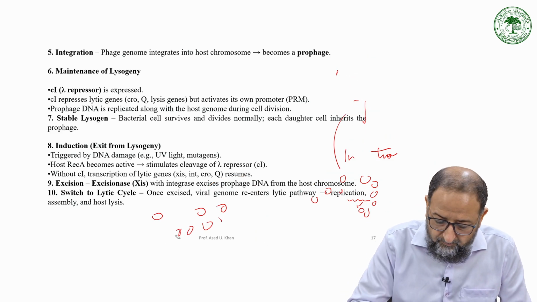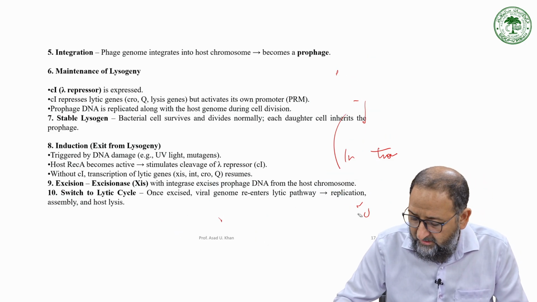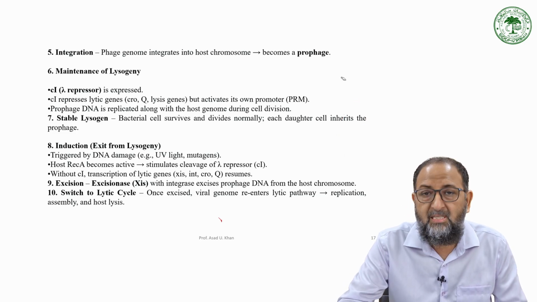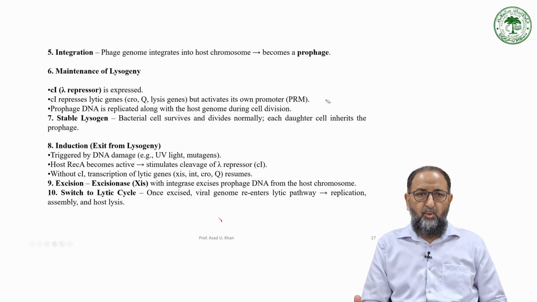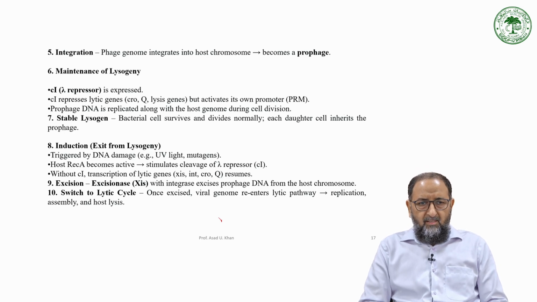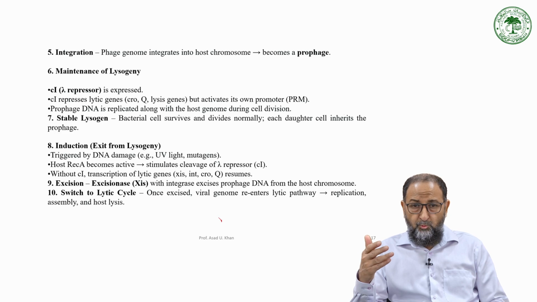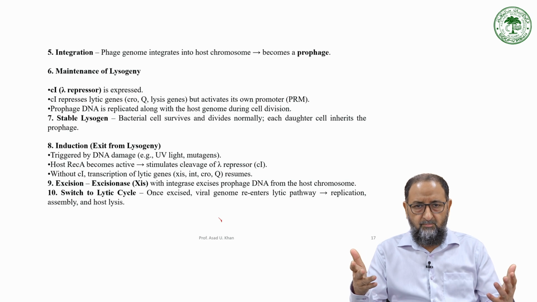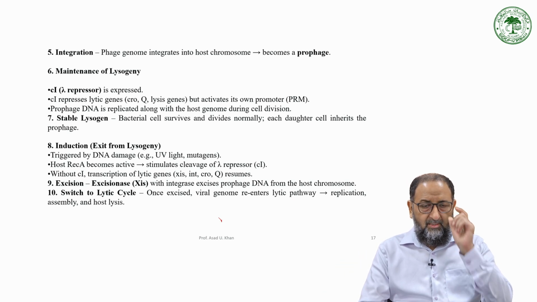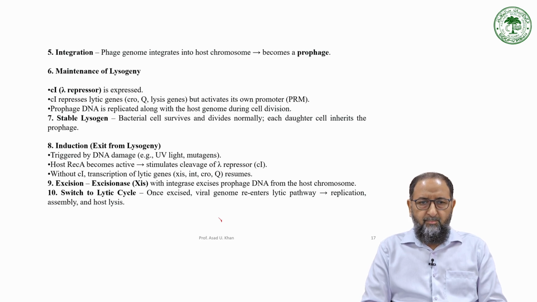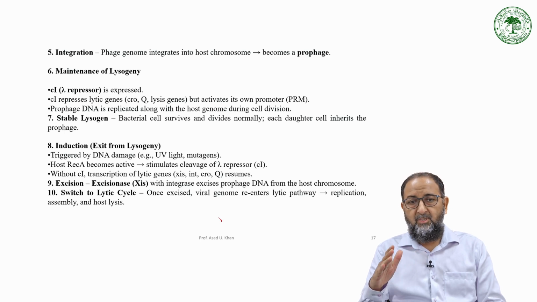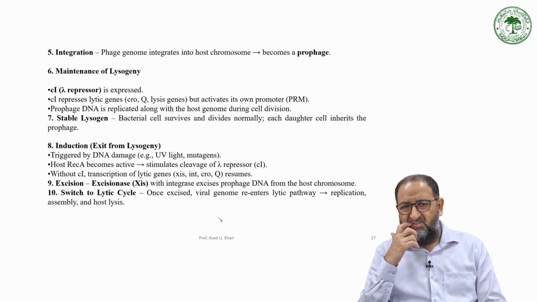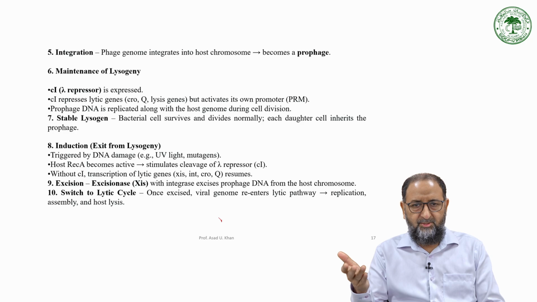Now, taking this in view, that is how the lytic induction takes place, what are the conditions which cause the lytic induction? This is important to understand. It is triggered by DNA damage, maybe UV light, some mutagens, maybe spontaneous mutagens or induced mutagens. Then host RecA becomes active. RecA is a protein which cleaves the suppressor protein, and this allows the various genes to activate, and then it causes the induction process.